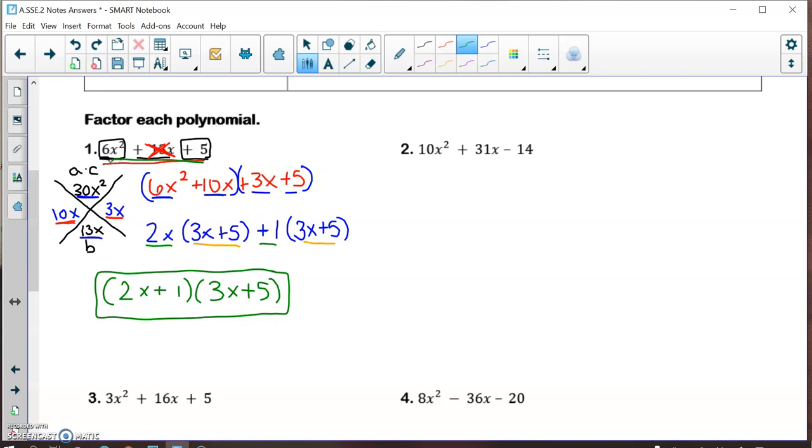Moving on to number 2, though. So I have a trinomial, which means 3 terms, and my coefficient of x squared is greater than 1. So we cannot use the box method. We're going to jump into the x method. There is no GCF here, so we can't factor out a GCF. We just jump straight into that x method. And the top of your x is your a times your c, which is your first term and your last term. A 10x squared times a negative 14 is a negative 140x squared.